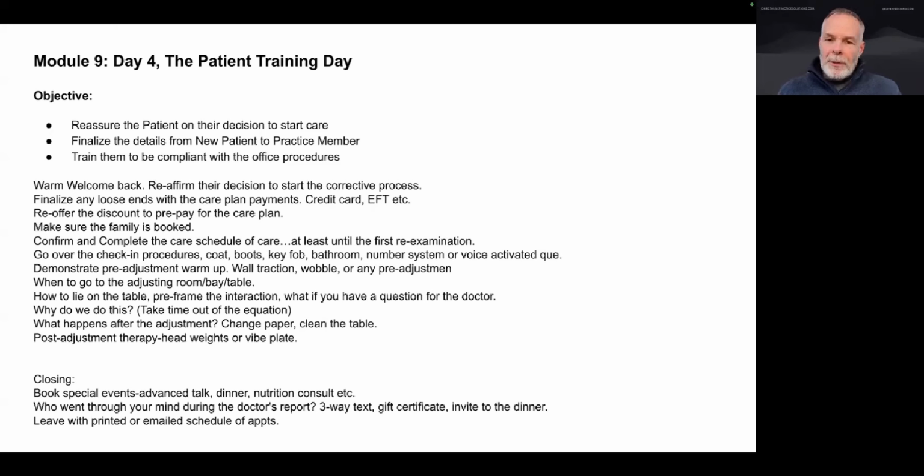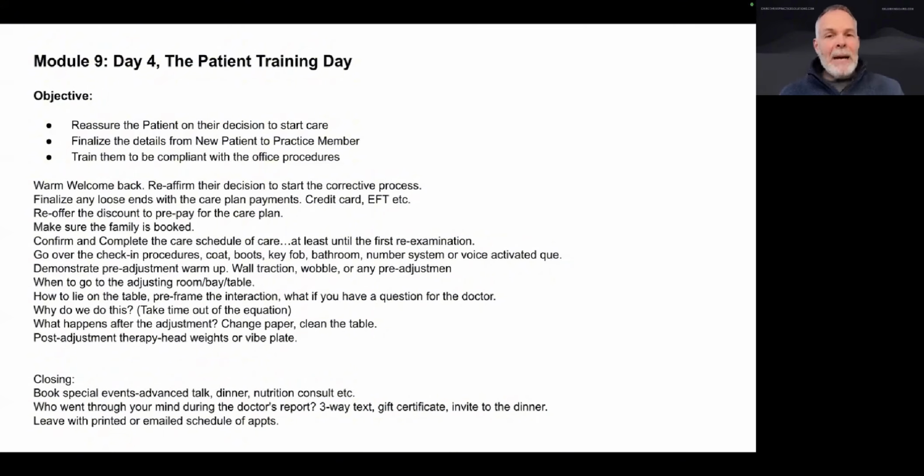So the first thing when that patient comes in on day 4, and we train with our team, we give them a warm welcome back. I mean, they are the most important person of the day. That's the mentality. So we're really happy to see them. We want to reassure them that they've made the right decision to start the corrective process. So we're reaffirming in their mind.